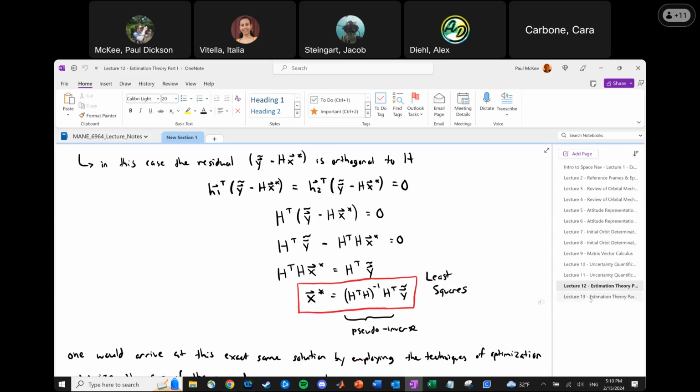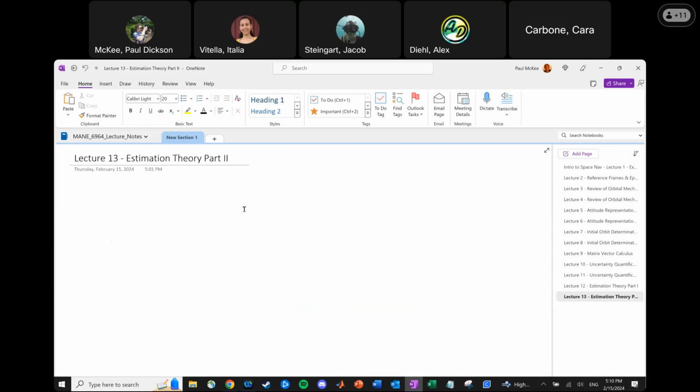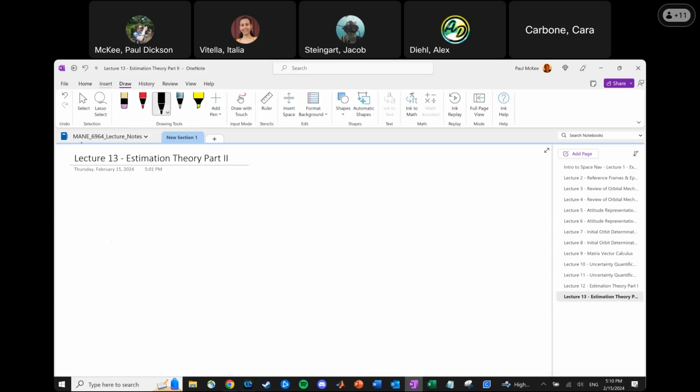All right, groovy. Let's get into it. So estimation theory part 2, we're going to start with the cooler older brother to least squares, which is called weighted least squares. And we're going to abbreviate this because we don't have all day to be writing this out. WLS, weighted least squares.